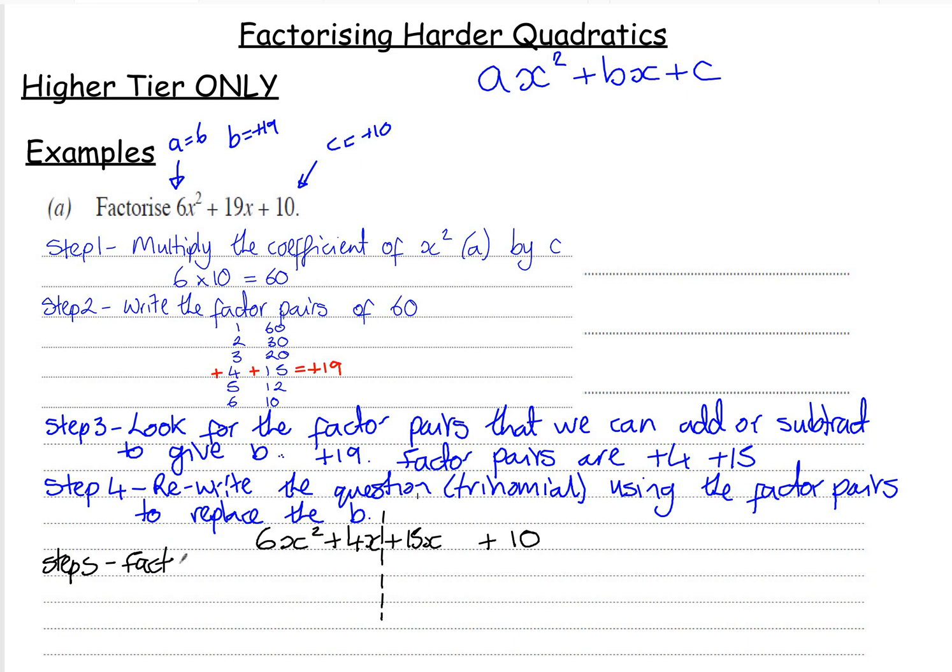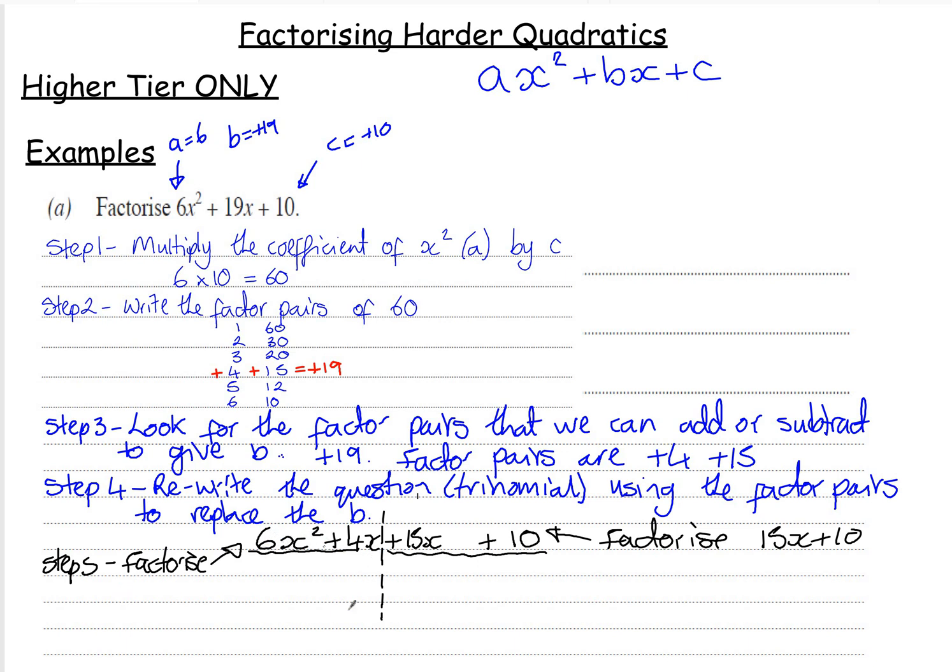What you now do, step 5, is that we need to factorize this expression here, and we also need to factorize this expression here, which is plus 15x plus 10. Okay, so let's think about the factorizing that we have been looking at.